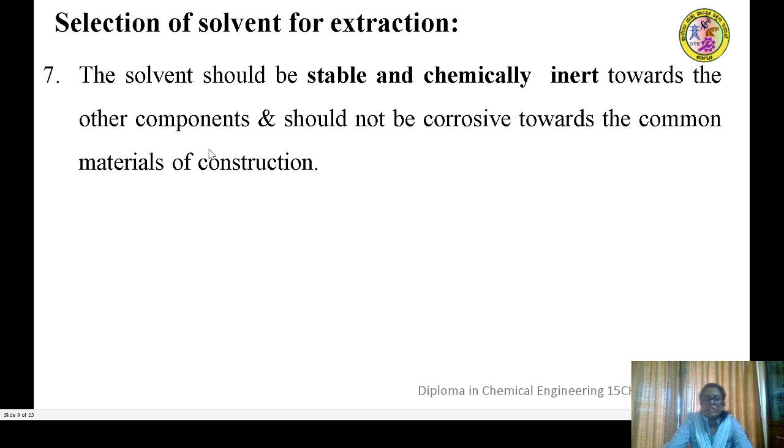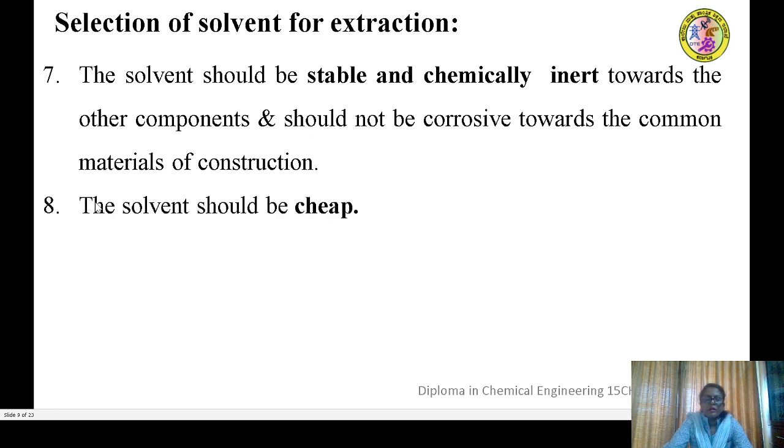If it is corrosive in nature, then you have to go for a very costly construction using corrosion resistant materials. In that way, the fixed cost for the operation will become high. To reduce that cost, the solvent selected should not be chemically reactive and also should not be corrosive. So next comes the cost factor. If you have a number of solvents having the same kind of characteristics, then you have to go for a solvent that is cheaper. So cost is also important and should be considered at this point.